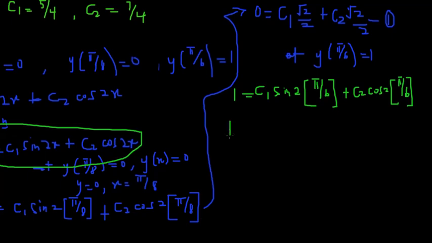So let's say you have 1 equals C1 root 3 on 2, and then plus, when you punch cos 2π/6, you get half. C2, we have multiplied by half. So this is equation 2.